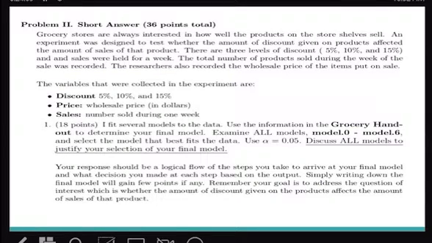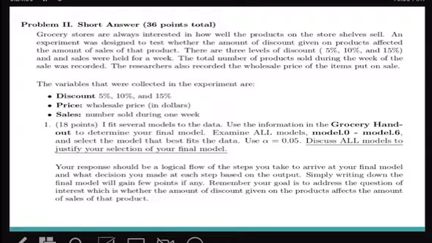I want to confirm to you now, a problem in your midterm will focus on the unbalanced data like this. So please take notes. Now, I want to go to problem 2.